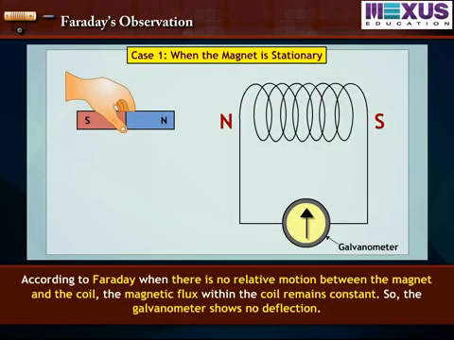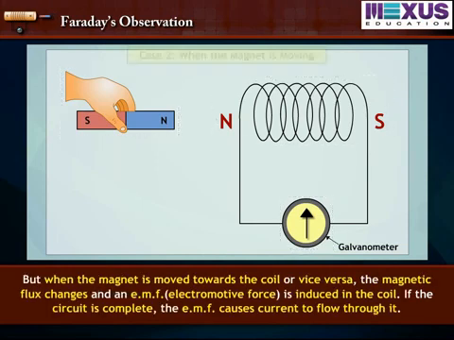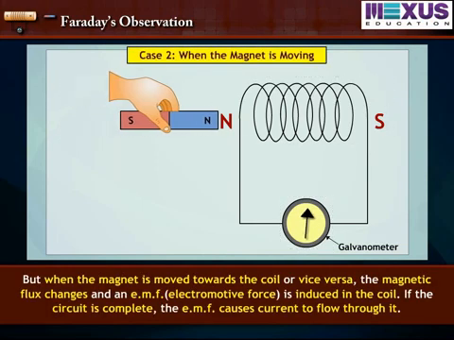According to Faraday, when there is no relative motion between the magnet and the coil, the magnetic flux within the coil remains constant. So the galvanometer shows no deflection. But when the magnet is moved towards the coil or vice versa, the magnetic flux changes and an e.m.f is induced in the coil. If the circuit is complete, the e.m.f causes current to flow through it.